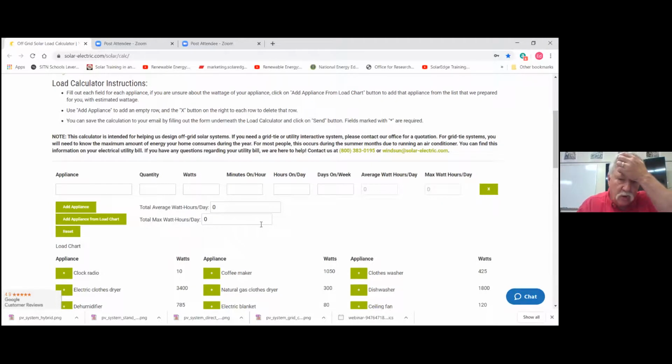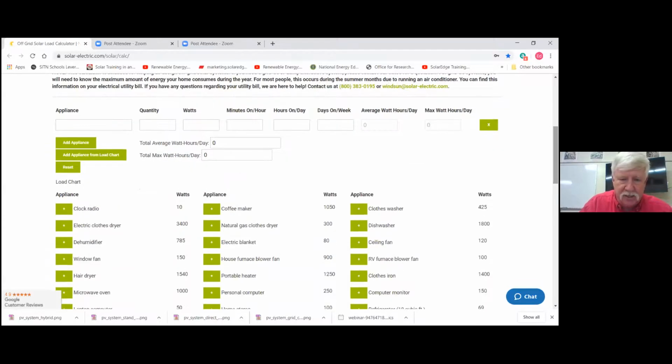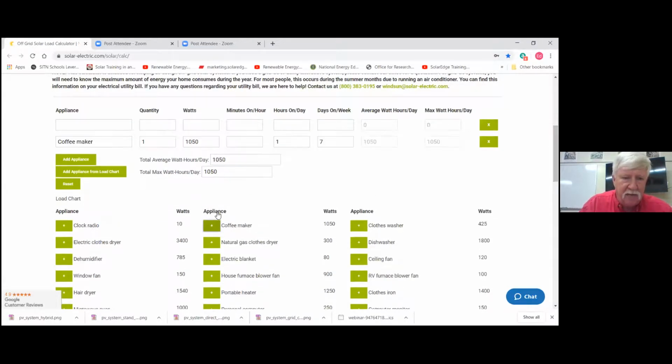So we need to do a total load estimation. So let's go down through here and I'll just show you how to use this. Okay, so I've got a coffee maker. I'll put that on there. The coffee maker shows up. I have one. This one's rated at 1,050 watts. Maybe it's on for 1 hour a day, but I use it 7 days a week. So it's automatically going to do the calculation and say, all right, I've got 1,050 watt hours.